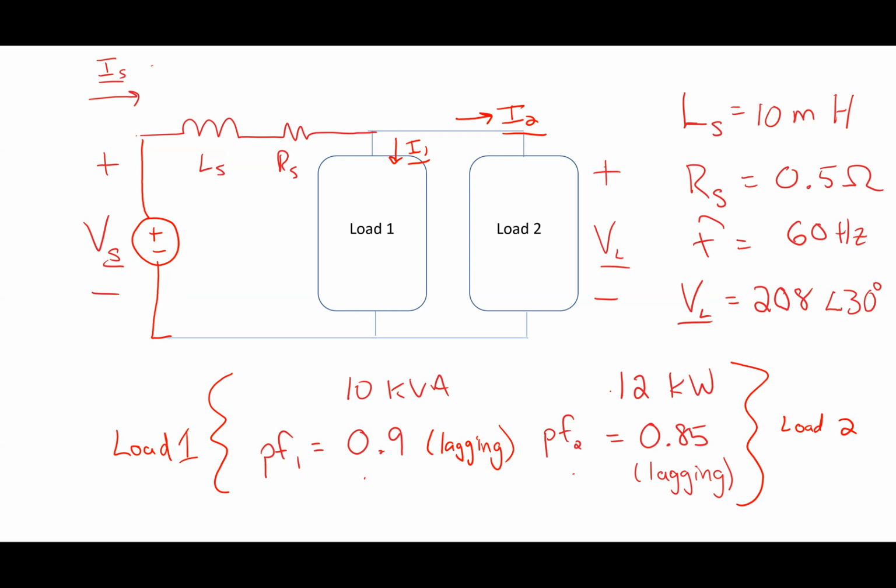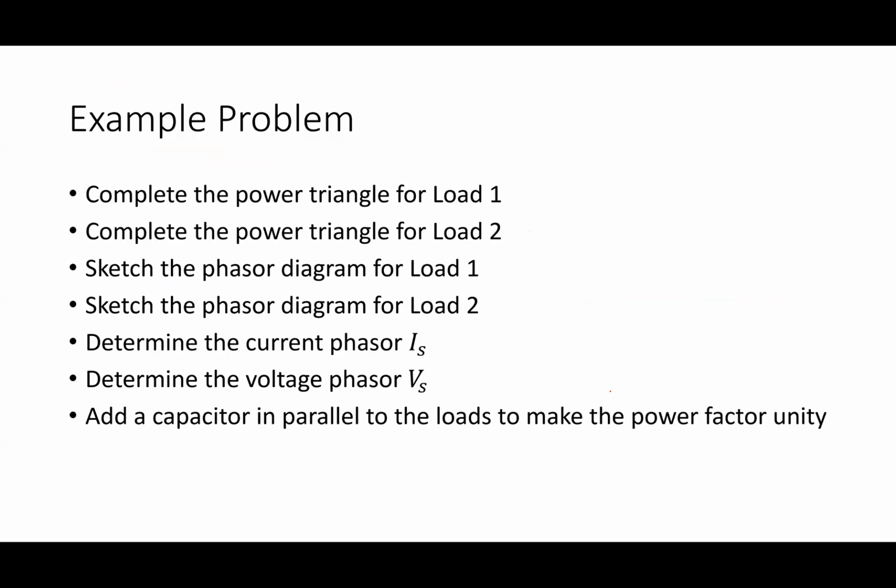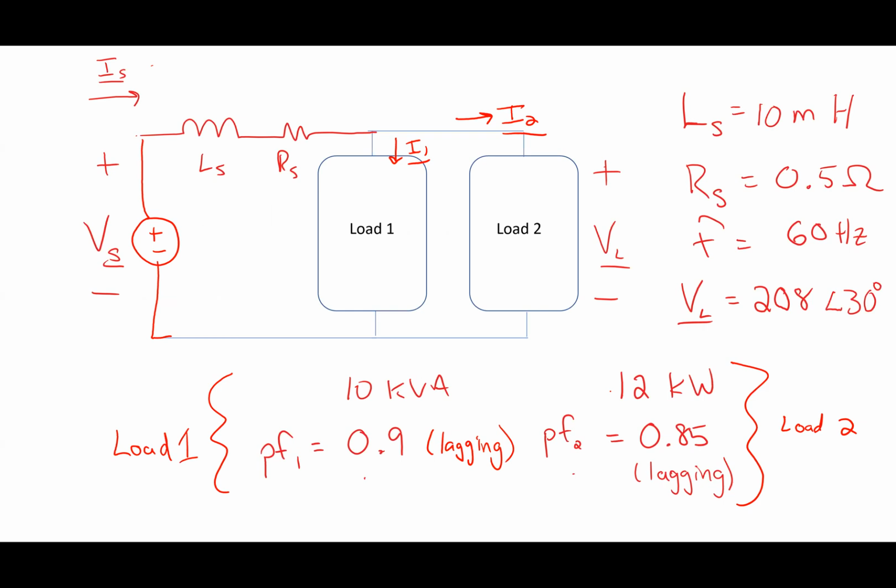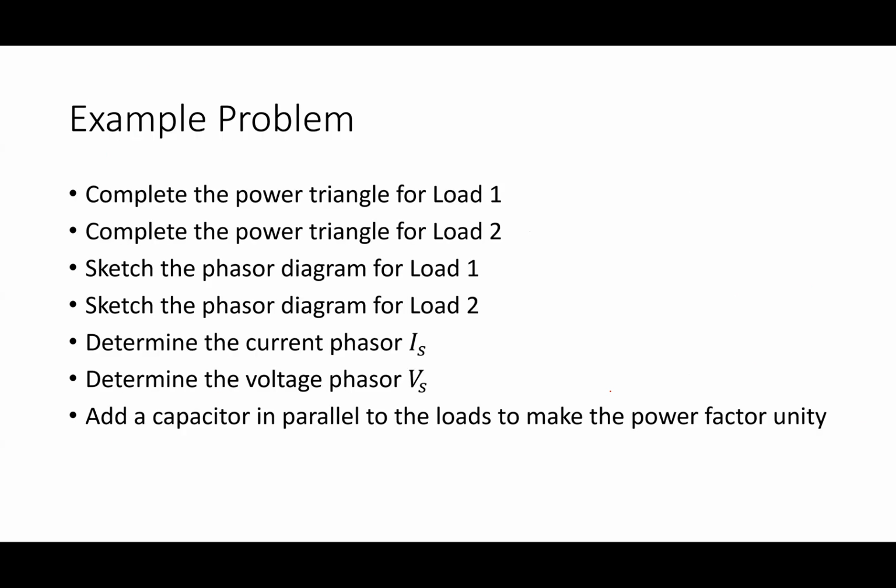Frequency is 60 hertz. I know that the voltage across these 2 loads is 208 angle 30 degrees. And I'm told that this is connected to a voltage source through some LR series circuit. I've got a series of questions. Basically: what's the power triangle for load 1 and load 2, the phasor diagram for load 1 and load 2, and the current phasor IS, which is the total current going into the combination of the loads? Then I'm trying to figure out the voltage source V sub S.